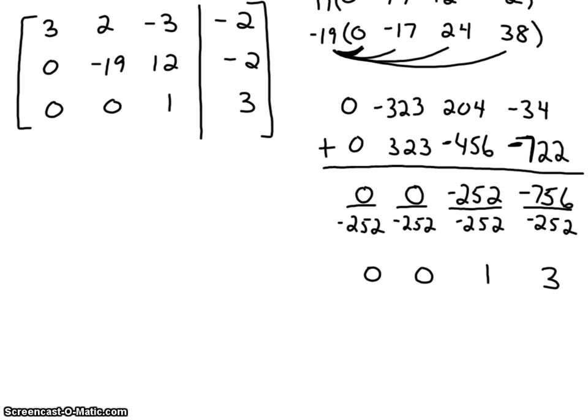Now, if you are not worried about obtaining row echelon form, you are ready to back substitute right now. Okay, but we want to get row echelon form. So I'm going to do all these within this matrix here. Row 2, I'm going to divide each of those by negative 19. Row 1, I'm going to divide each of those by 3.